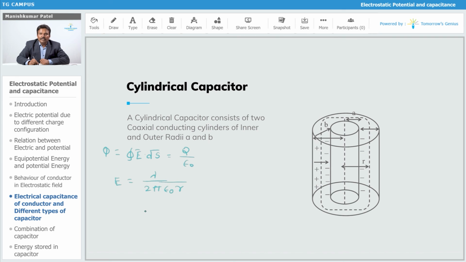After that, you have to find the value of potential, which is again the same, minus the integration from A to B of E bar dot dl bar. Just put in these values of E and dl, and then find the capacitance, which you will get as 2 pi epsilon naught L upon ln of B by A. Finally, this is the expression for the capacitance of a cylindrical capacitor.